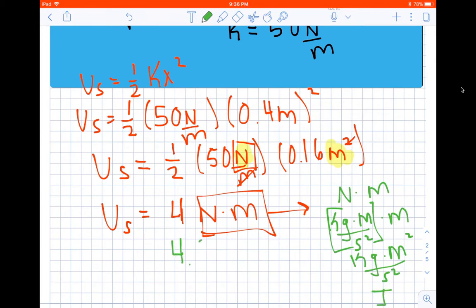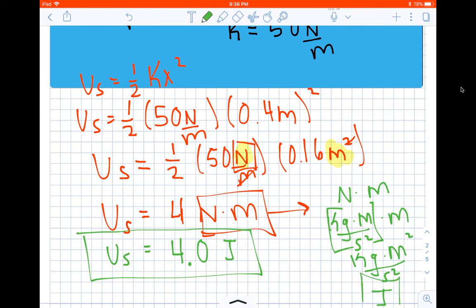So what we have here, through dimensional analysis, is joules, which is exactly what we'd expect, so we know that we did the algebra correctly, because our units check out. So the energy stored in the spring due to its position would be 4 joules of energy. And again, that energy can usually be converted to kinetic energy, but other types of energy as well.